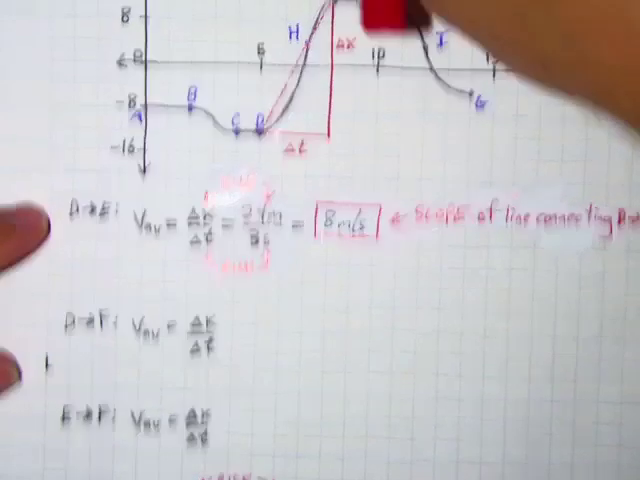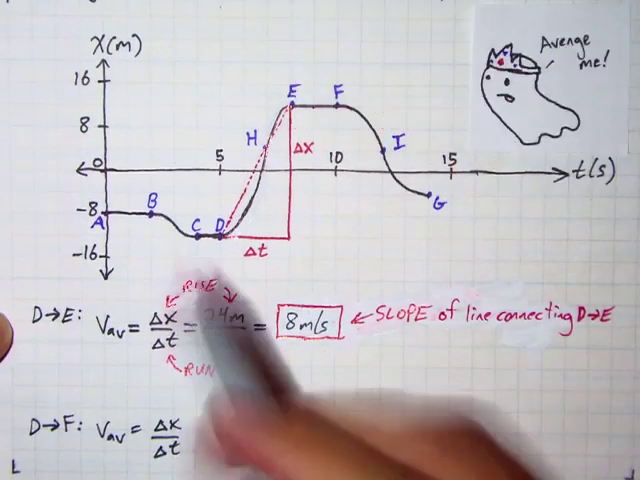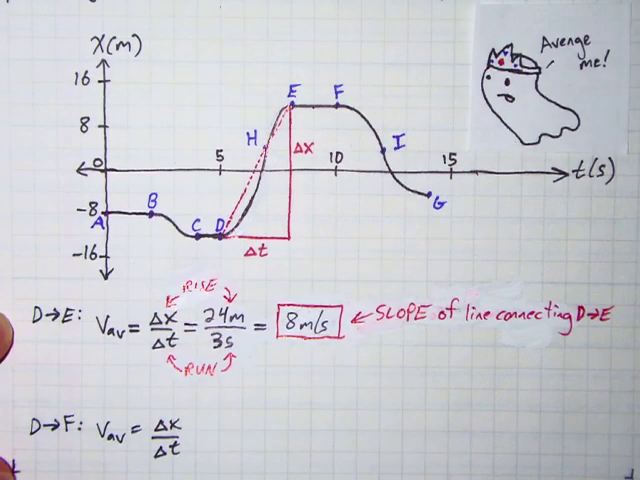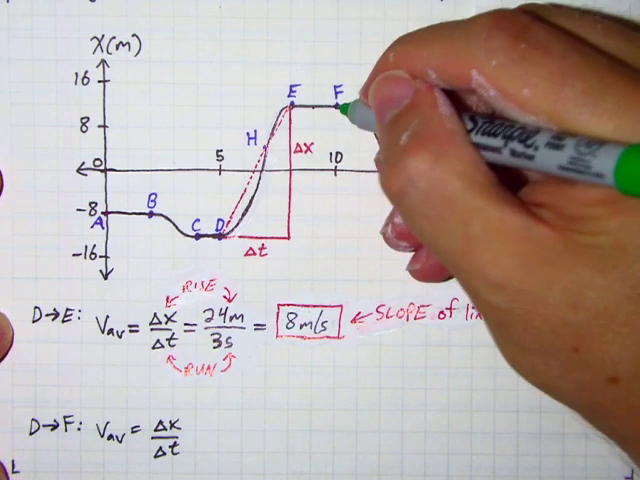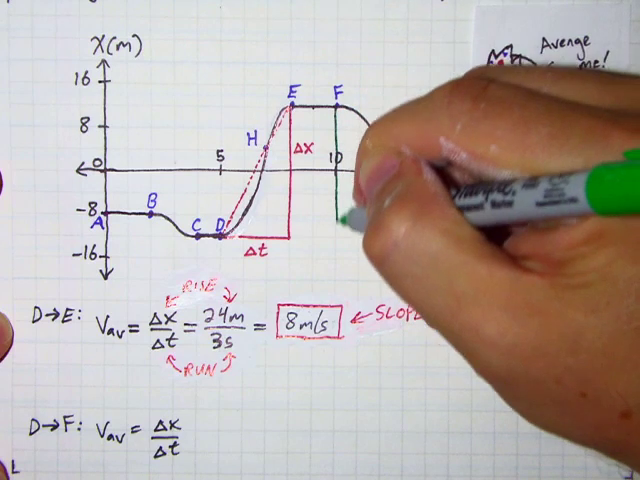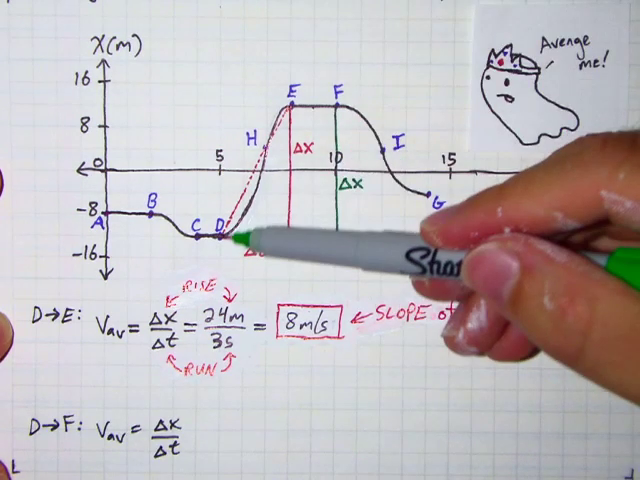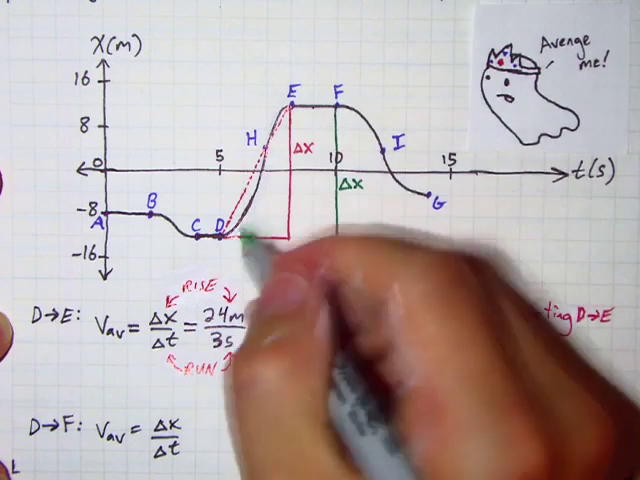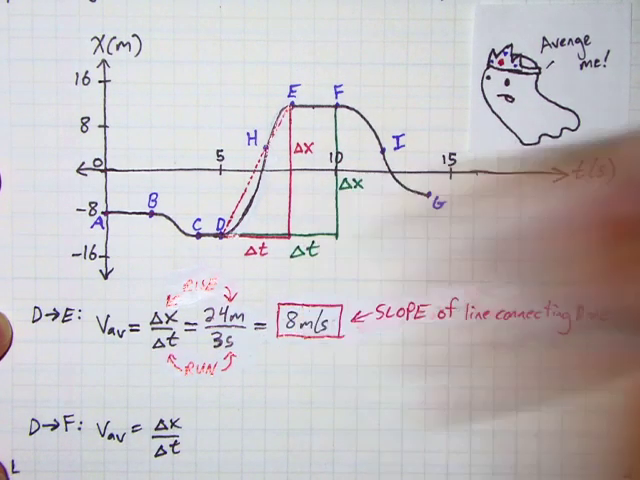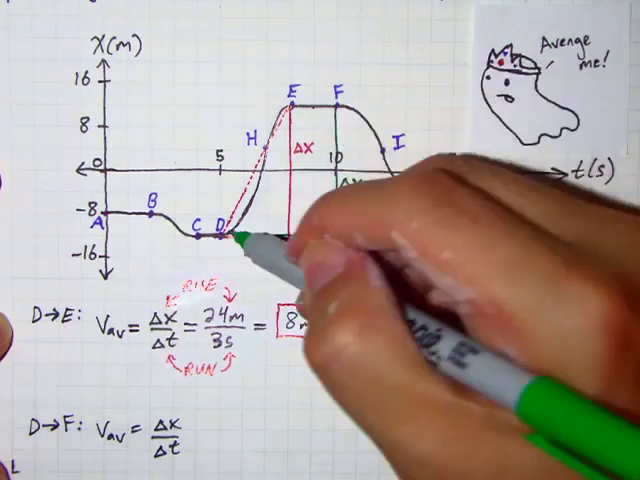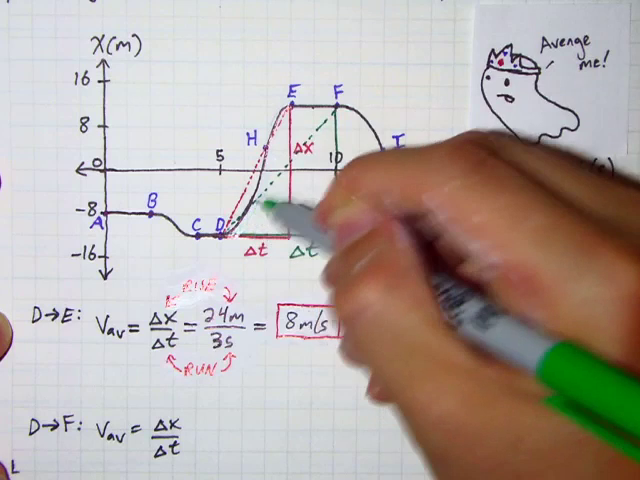Let's look at another example from this graph. How about the average velocity between events D and F? I can draw in another triangle. Here will be the delta x, our rise between D and F. And this horizontal line will be our run, delta t. And I'll draw a dotted line in connecting D to F, connecting these two events.